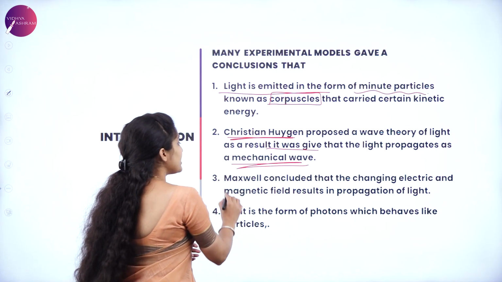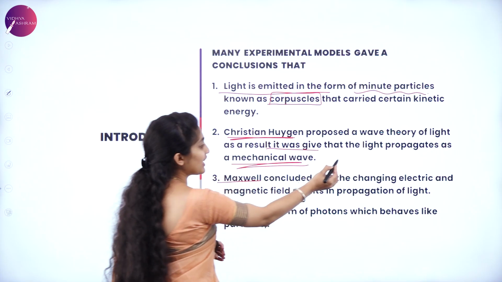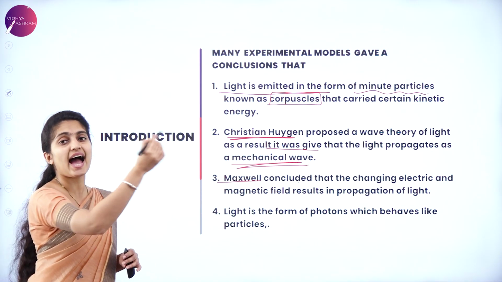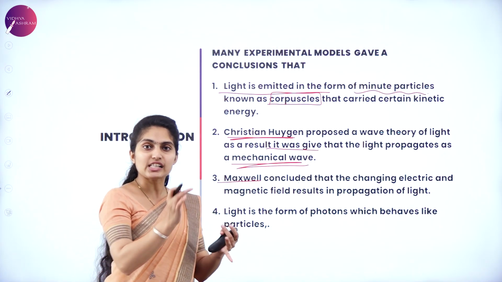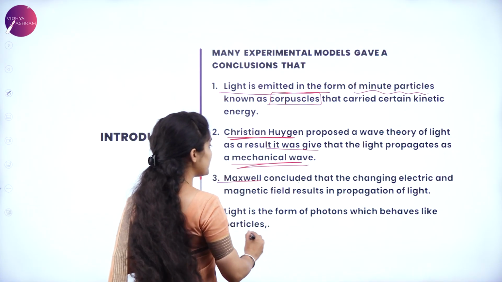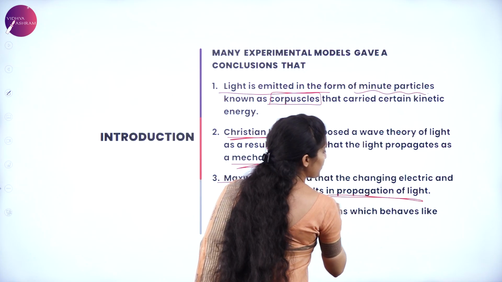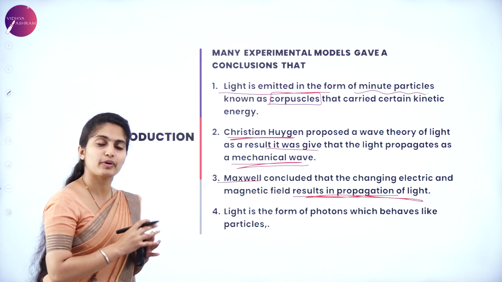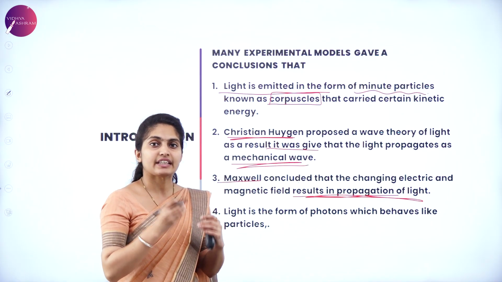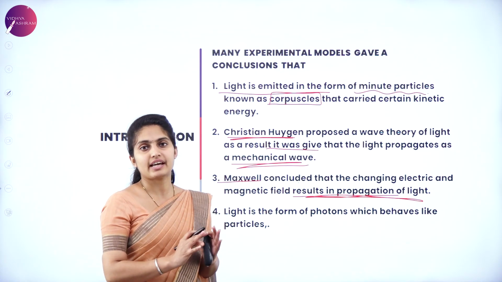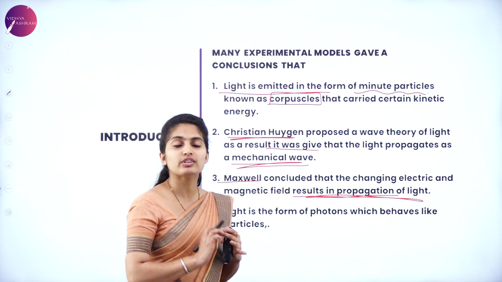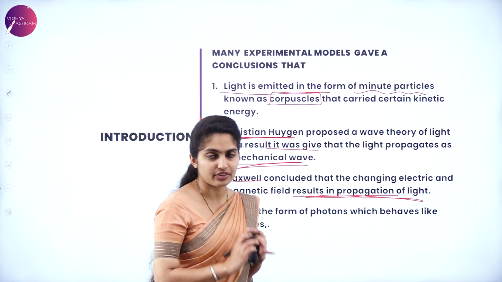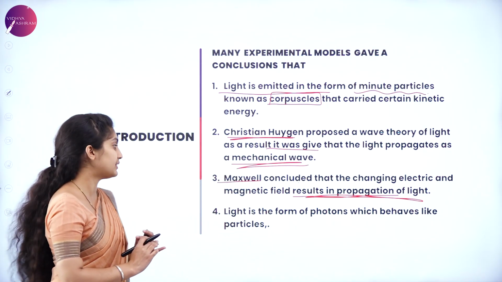Later onwards, Maxwell concluded that the change in electric field as well as magnetic field, both fields changing, resulted in the propagation of light. And how is the propagation of light? It is in one single direction, and electric waves as well as magnetic waves are perpendicular to each other. This is how it actually travels.